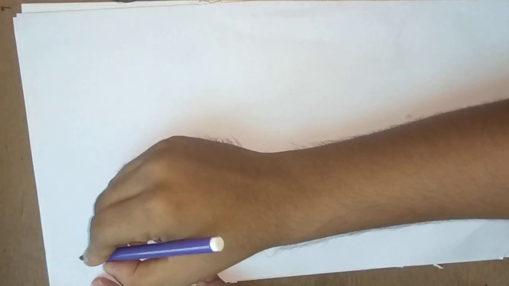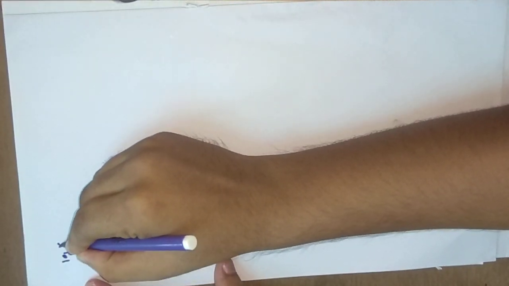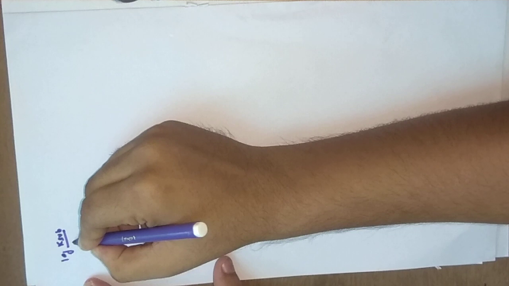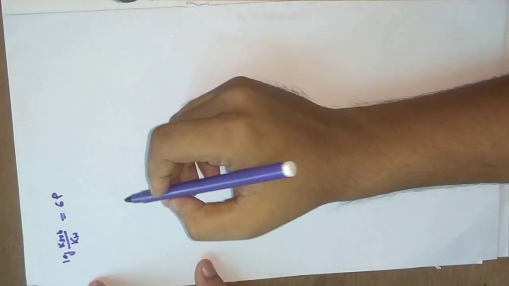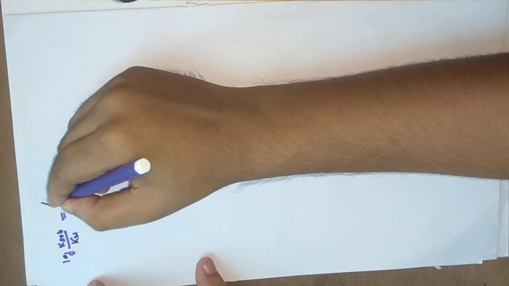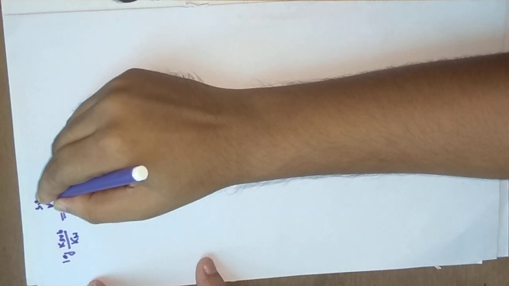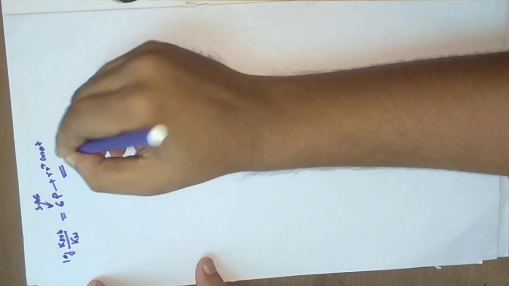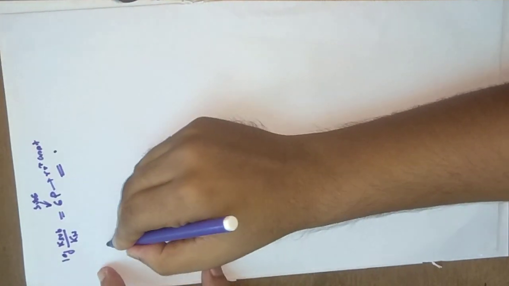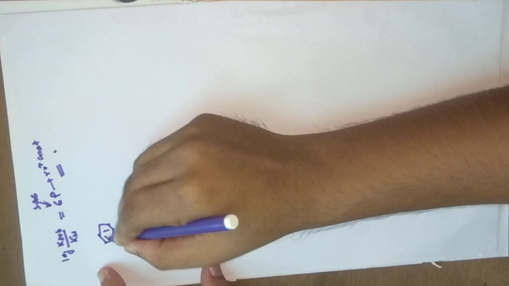First, let us see what the Hammett equation is. According to the Hammett equation, log k_substituted by k_H is equal to sigma into rho, where sigma is called the substituent constant and rho is called the reaction constant. Now we discuss briefly what the substituent constant and the reaction constant are.